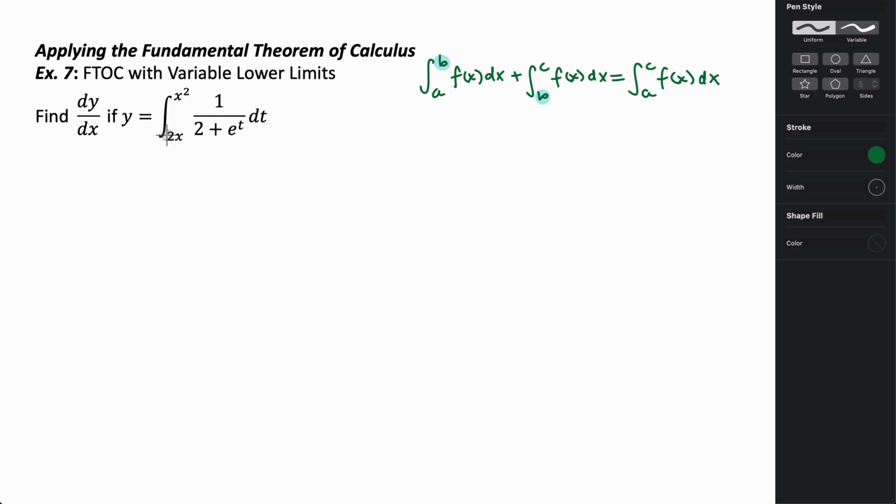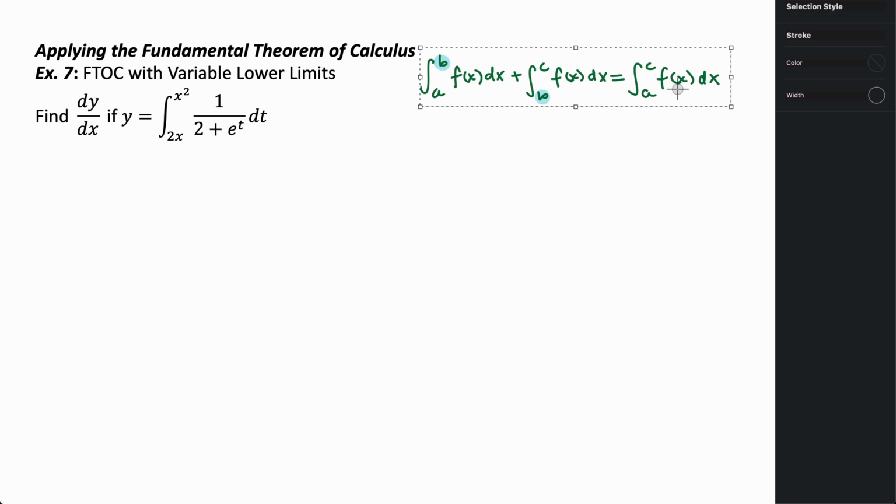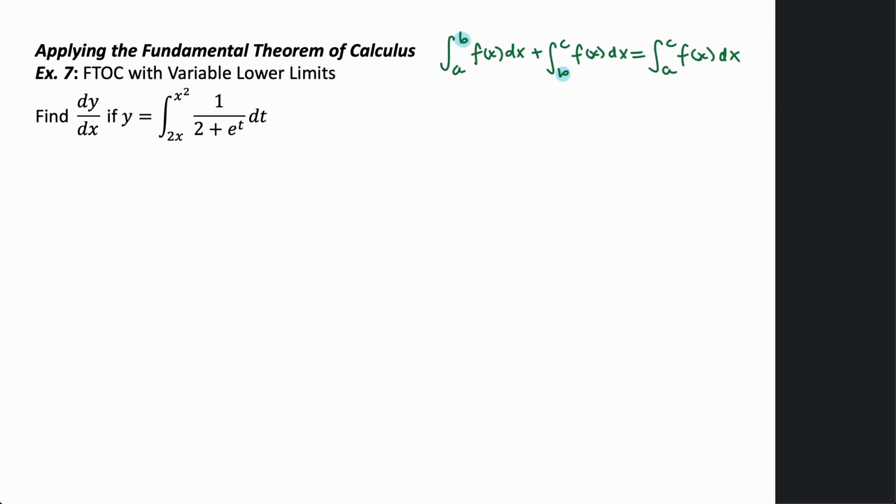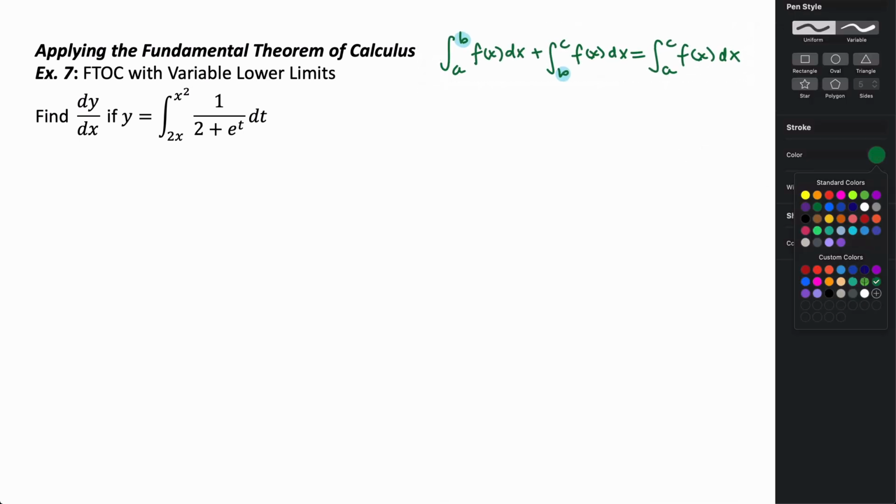So we actually want to do something like that with this here. We're going to split this at some constant value and then rewrite it as a sum of two integrals where we have constants in what are lower limits. Okay, so let's go ahead and do this. Let me move this up here, and then let's go through and do this here.